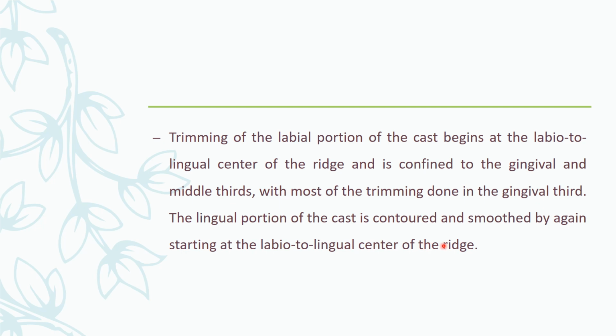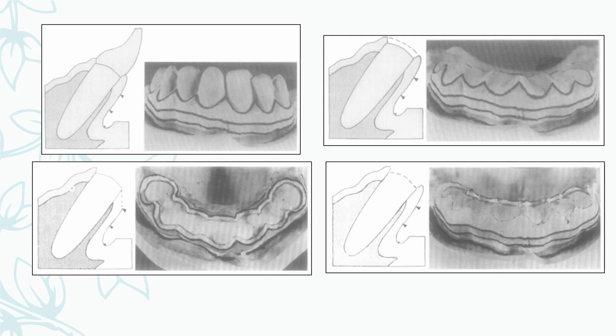The lingual portion of the cast is contoured, smoothened, and again placed and smoothened again by starting at the labiolingual center. So you can see they're just showing you the guide of how you can trim. Okay, so starting from here, and then you'll trim a little bit. You can just appreciate the photos. Coming to this region, and then smoothening out the concavity.